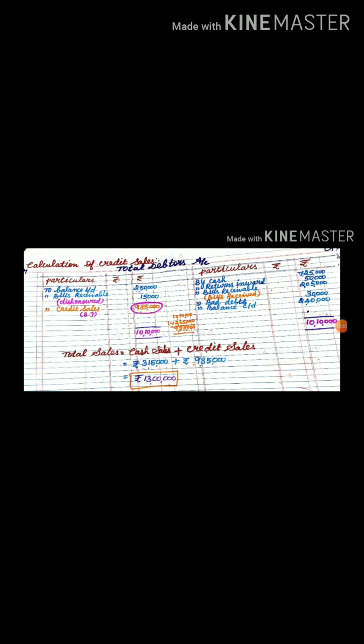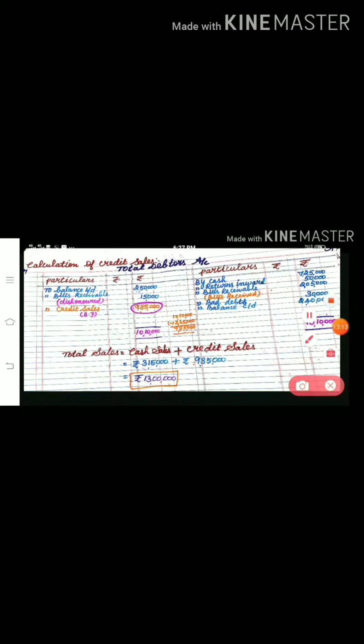Second, you have to prepare the credit sales value. Credit sales means the total debtors account. The total debtors account should be based on two sides, debit as well as credit. All the received items will be entered into the credit side and all the payment items into the debit side. On the debit side, to balance brought down, that is the opening balance of debtors 2,50,000, and by bills receivable, that is dishonored.